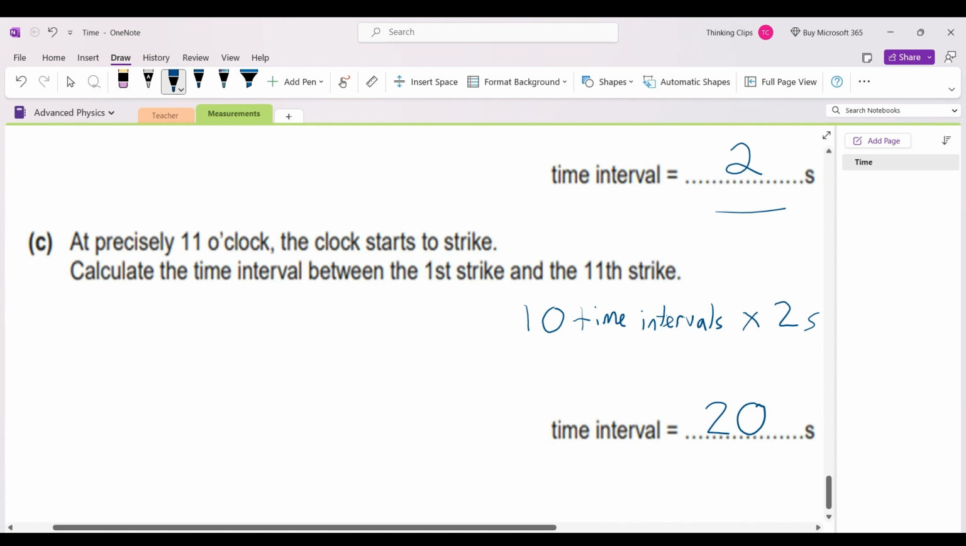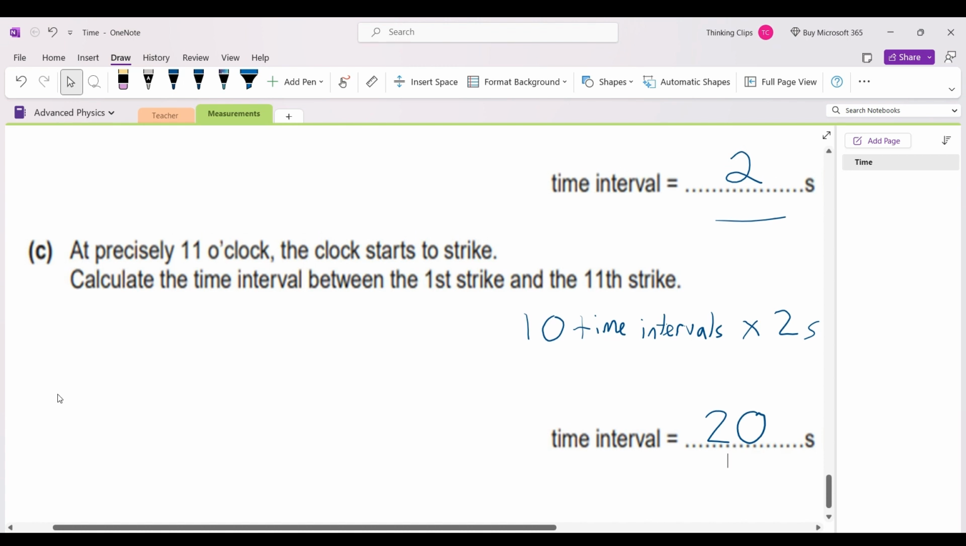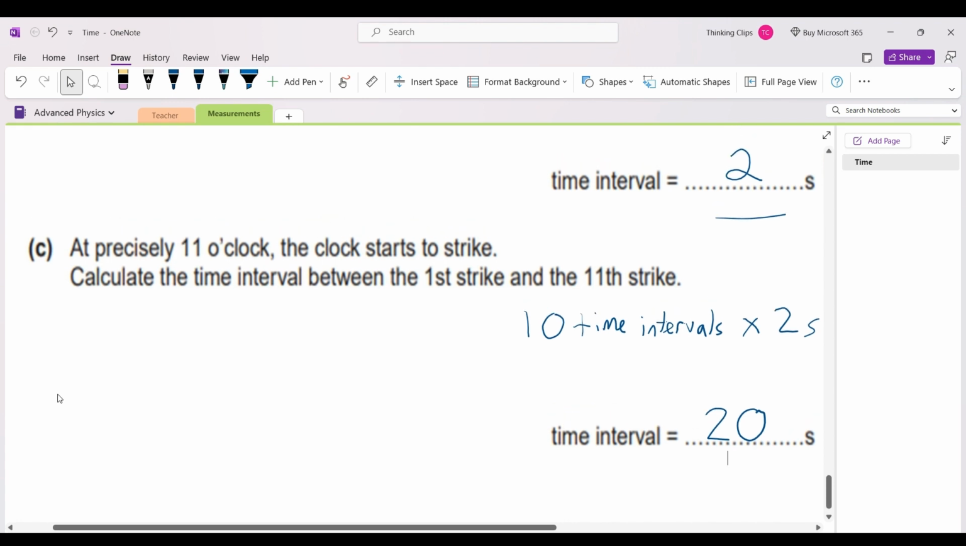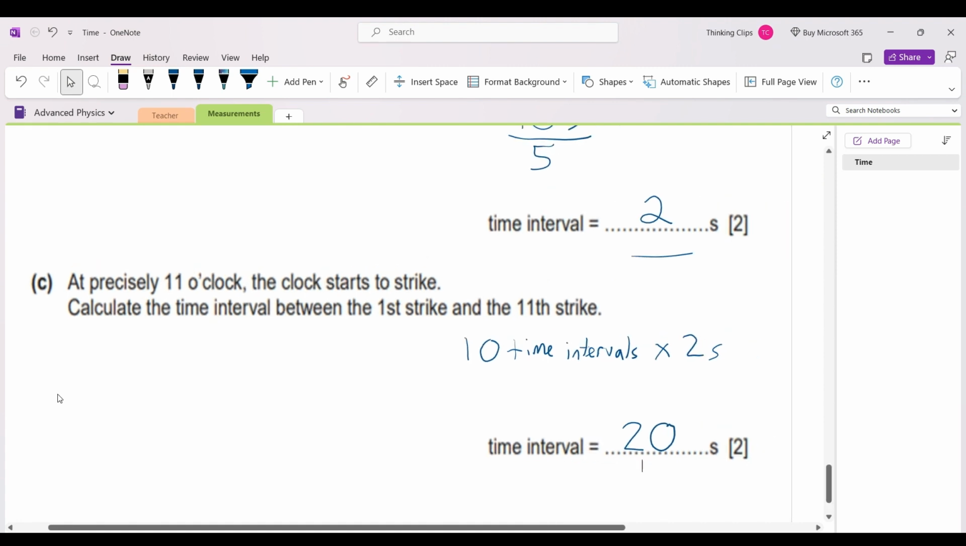So some very simple answers there, but hopefully you understand how you use the analog clock to work out different time intervals and periods of time. Okay, we're going to finish there, and I hope to see you again next time. We'll be looking at the base quantity of length.